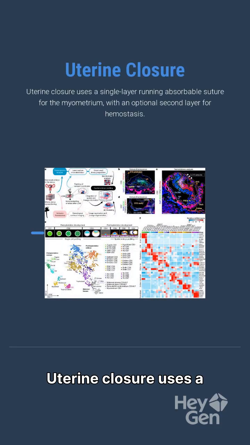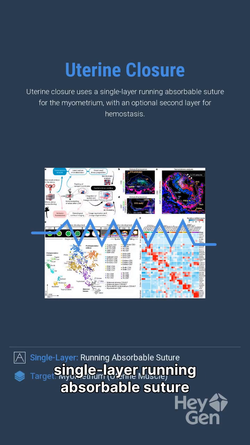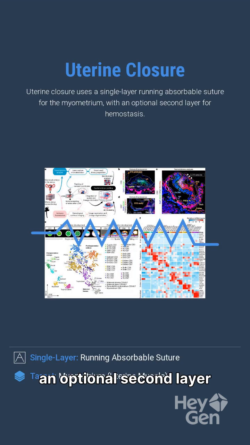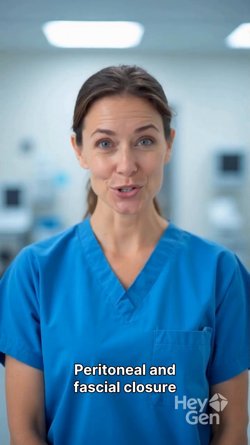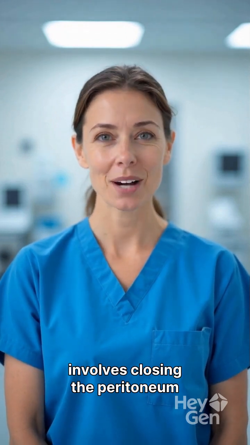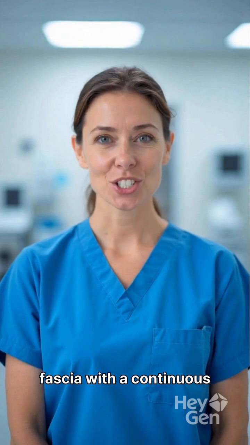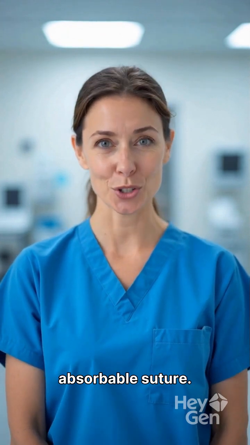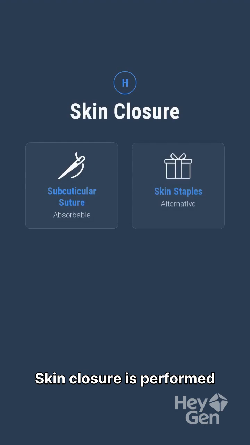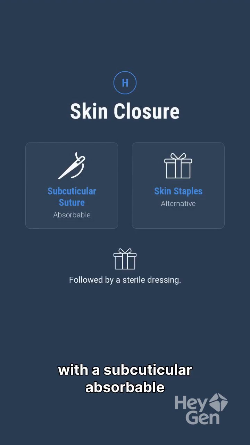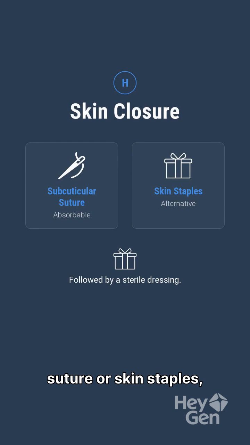Uterine closure uses a single-layer running absorbable suture for the myometrium, with an optional second layer for hemostasis. Peritoneal and fascial closure involves closing the peritoneum optionally, then the rectus fascia with a continuous absorbable suture. Skin closure is performed with a subcuticular absorbable suture or skin staples, followed by a sterile dressing.